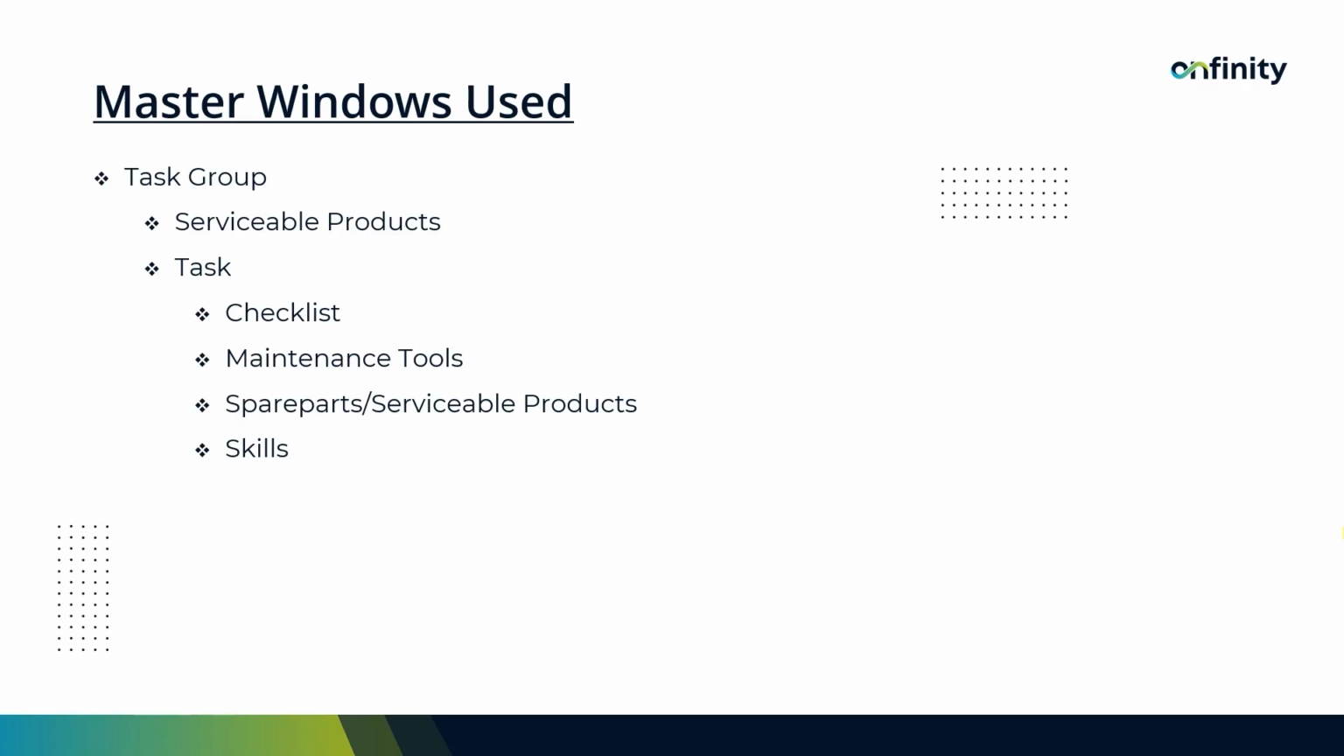Task group is used for the categorization of tasks, which makes it easier for us to understand which tasks we need to pick when we are assigning any resource to that particular request. Under tasks, there are various tabs, including checklist, maintenance tools, spare parts, serviceable products, and skills. We will go through all of these one by one, and we will also see the importance of serviceable products under a task group. Let us go to the system.